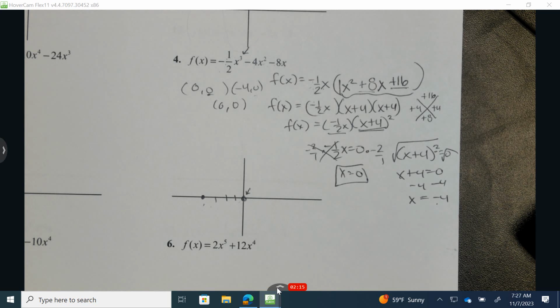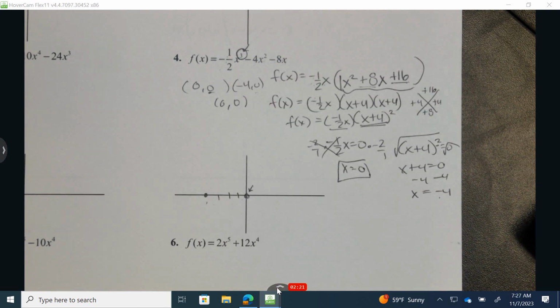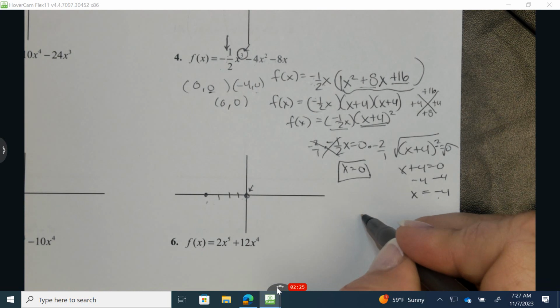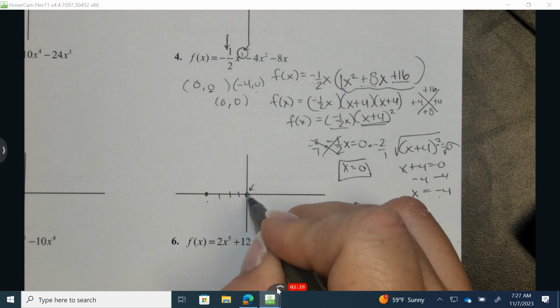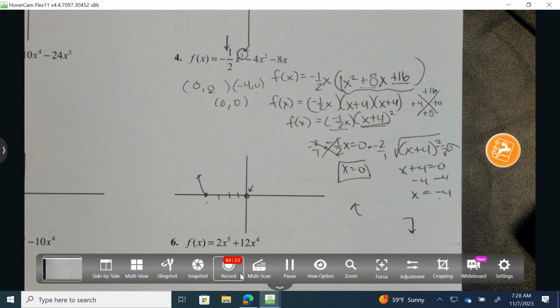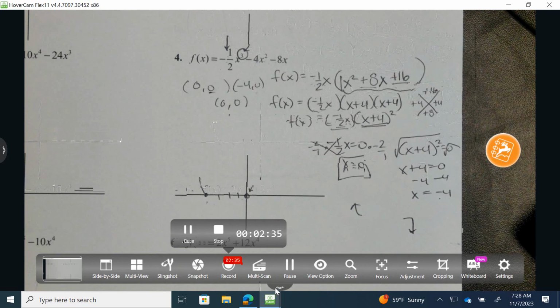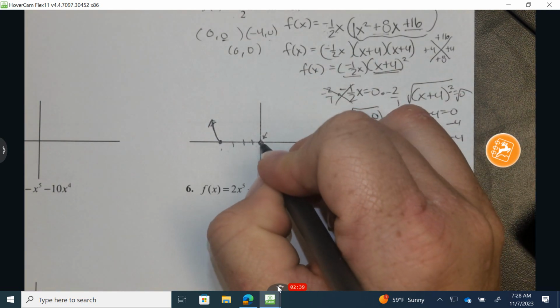Now for this particular problem, we are looking at a function that is odd. It's odd degree and has a negative leading coefficient. That means end behavior is up on the left and down on the right. So it's going to be down on the right and up on the left.